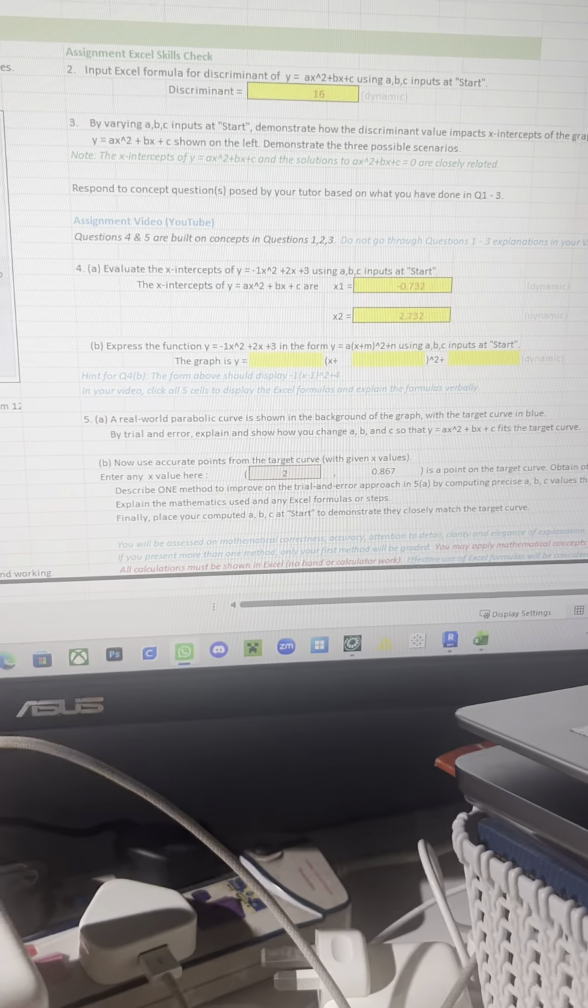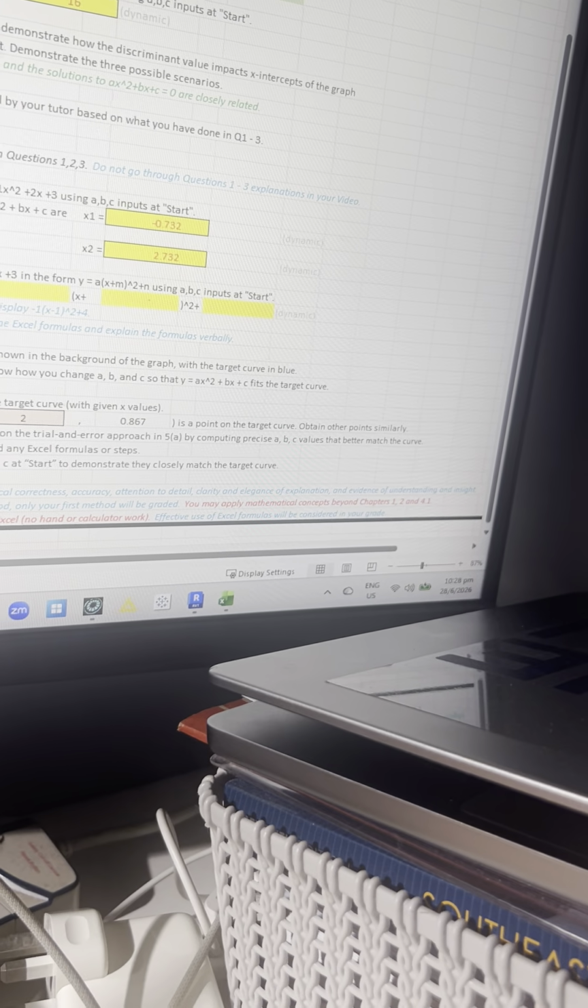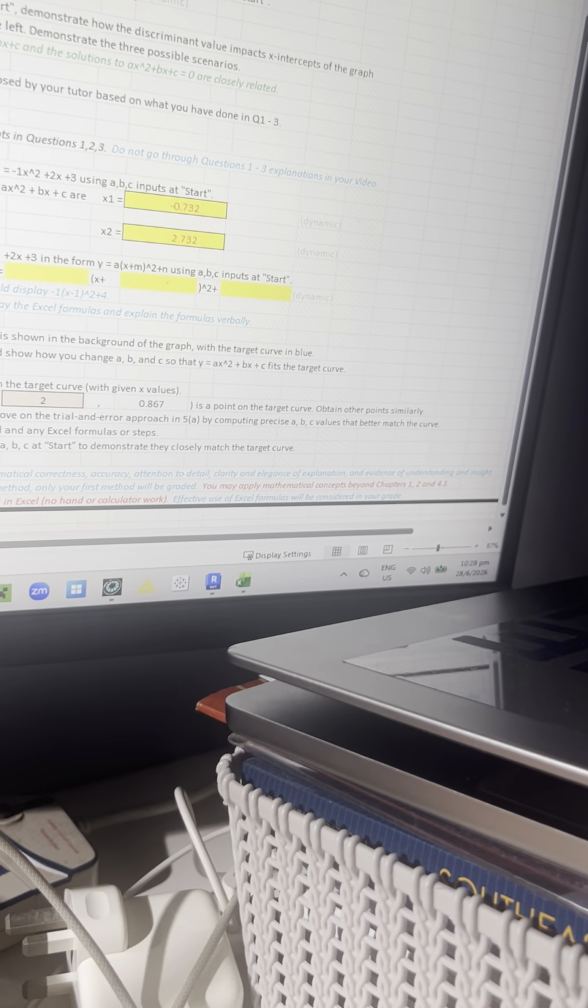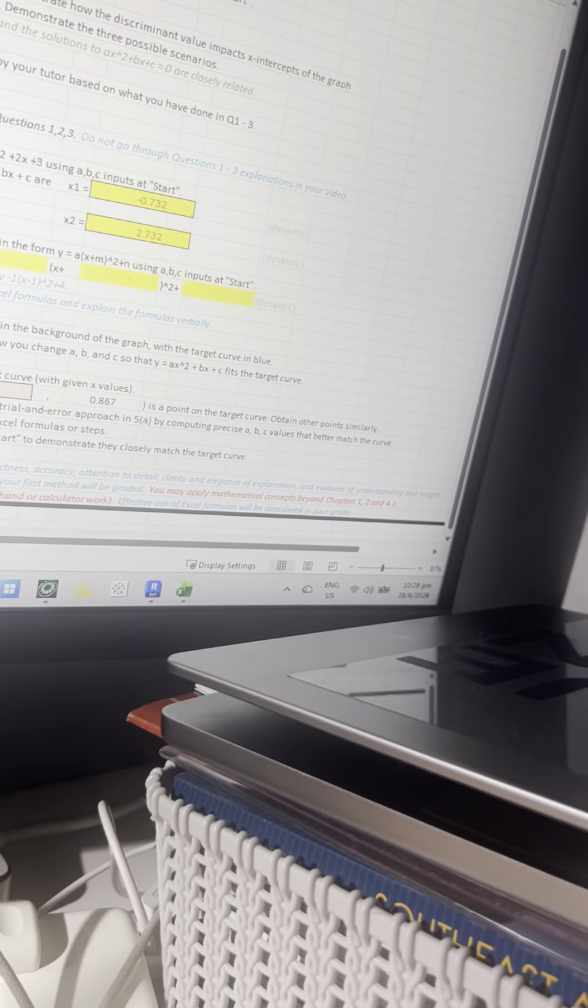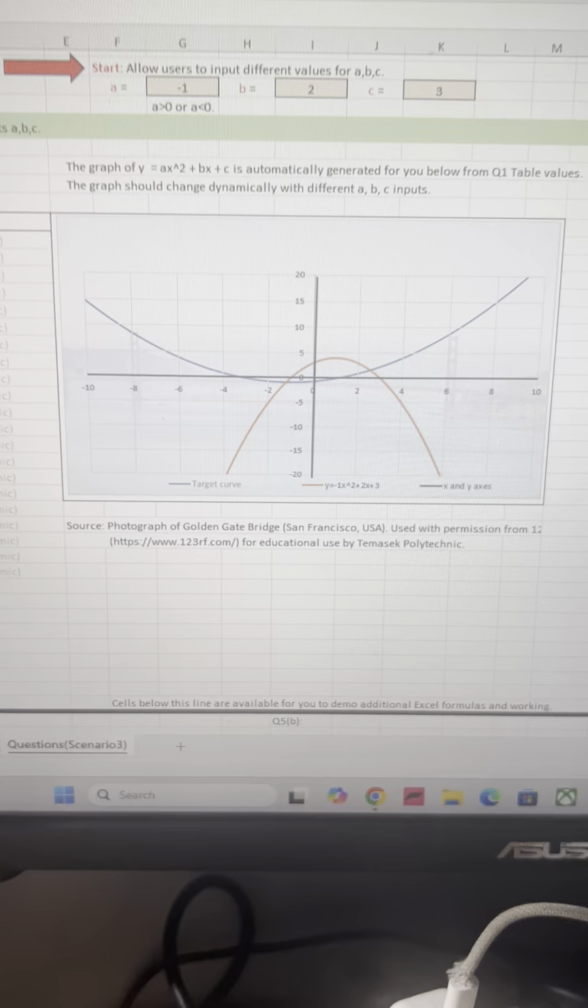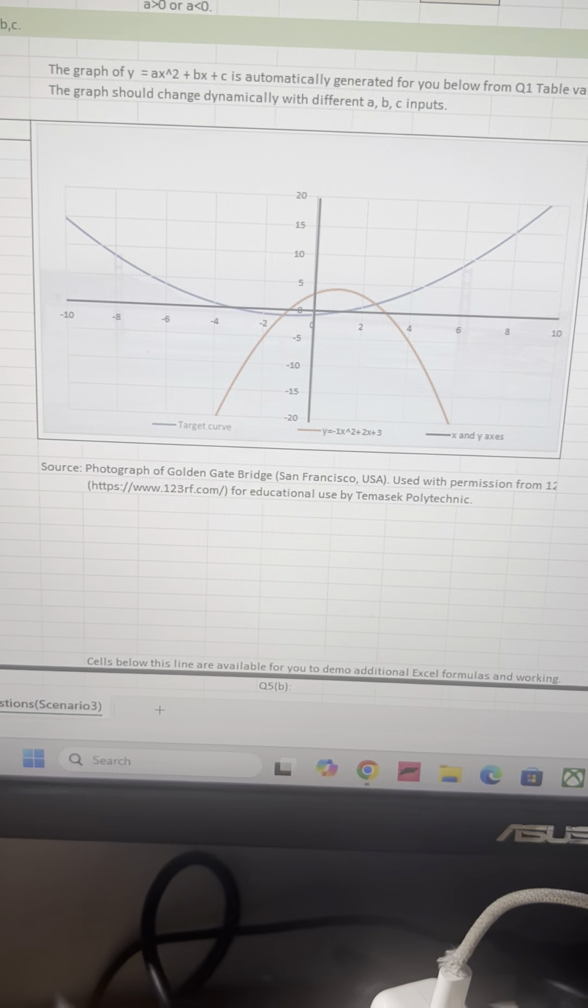So now that is part 4 finished. I'm going to be explaining question 5, which is improving the curve fitting for the visual strategy. And show the graph. This is the graph that we're going to explain.